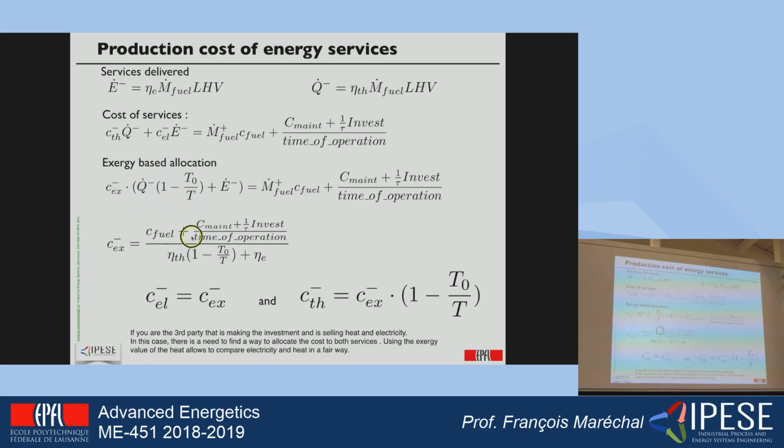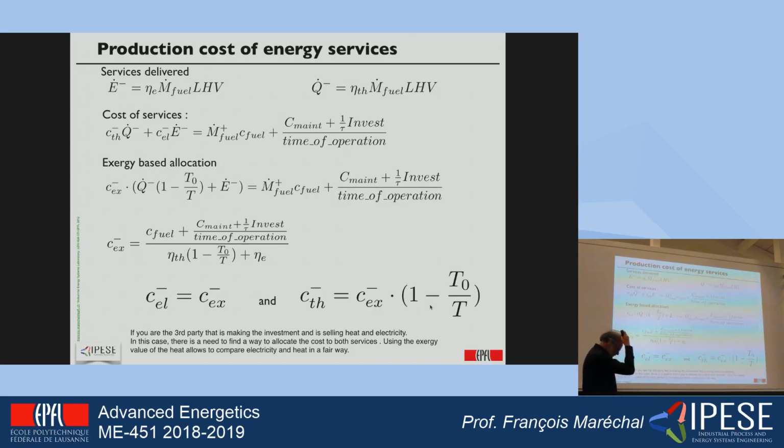Okay? And from there, I will be able to define what is the cost of the Exergy. Okay? My system is providing electricity and the Exergy value of the heat, which means that I can calculate the cost of the Exergy. And then I will say that the cost of electricity is pure Exergy, and the cost of the heat is Exergy multiplied by the Carnot factor, so that I will be fair with the cost of electricity and the cost of the heat.